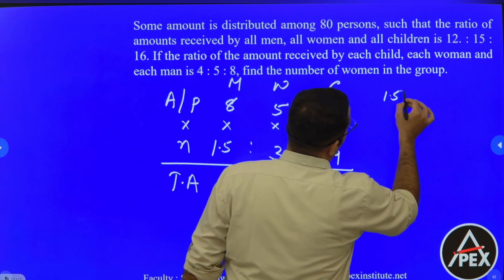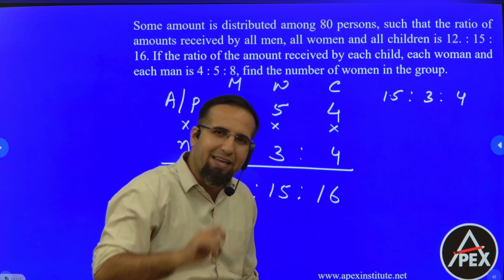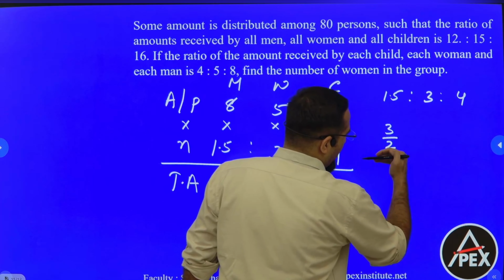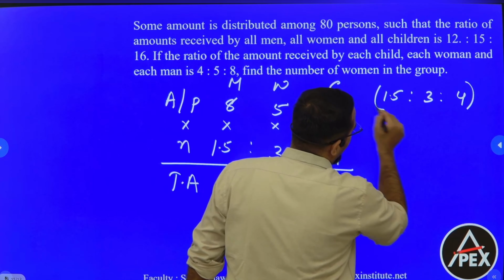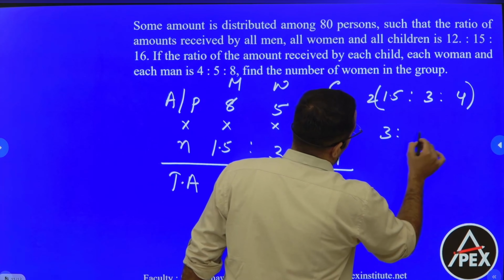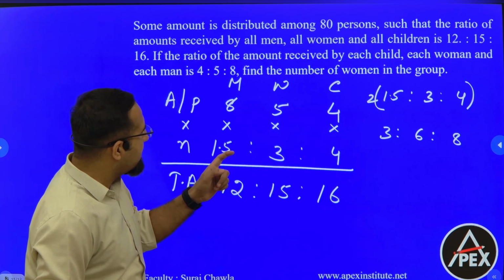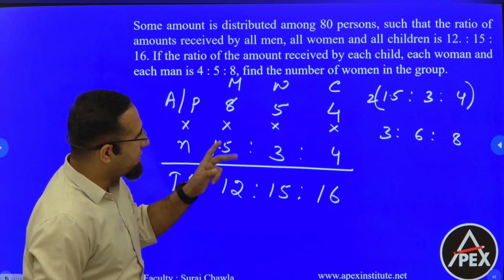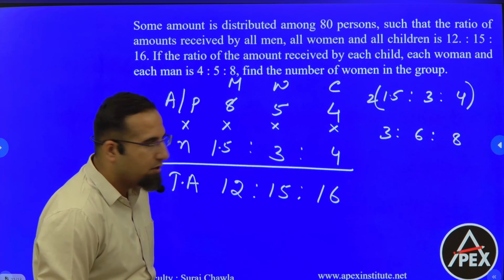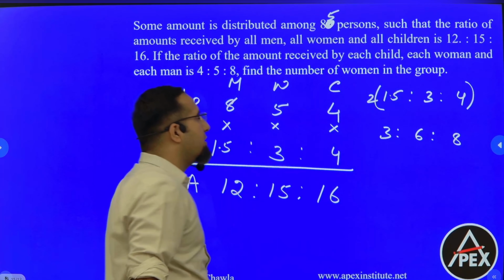Now 1.5 can be written as 15 by 10, which is nothing but 3 by 2. Or what we can do is, to make them whole numbers, I multiply each term with 2. So this becomes 3 is to 6 is to 8. Clear? So 8 plus 6 is going to be how much guys? 8 plus 6 is 14 and 14 plus 3 will give me 17. So my bad here. What we can do is we can change this. There are 85 people in the gang.